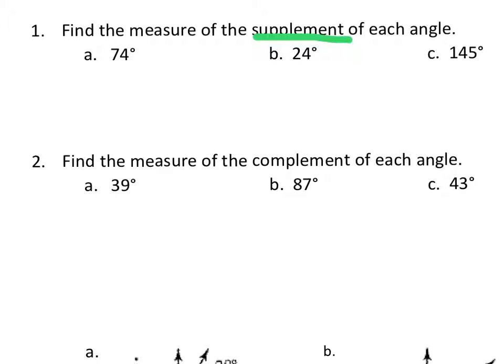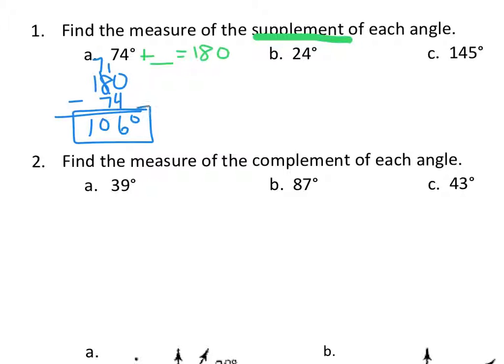So we basically need to know 74 plus what number equals 180 degrees. And we can figure that out by doing 180 minus 74. So we're going to go ahead and work that out, and we get 106 degrees.